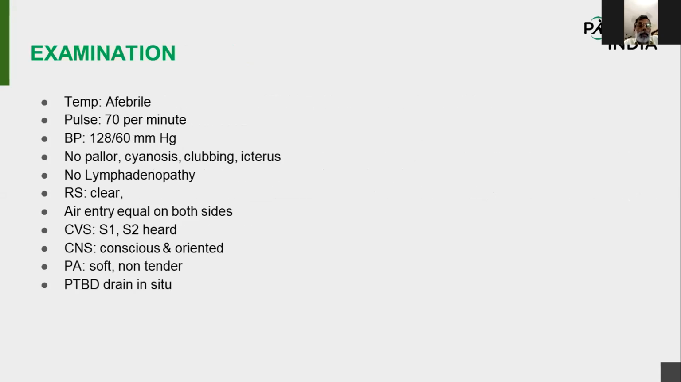On examination, she was afebrile, pulse was 70 per minute, blood pressure was 128/60, no pallor, cyanosis, clubbing, icterus, no lymphadenopathy. Respiratory system was clear, air entry was equal on both sides. Cardiovascular system normal, CNS conscious and oriented, per abdomen soft, non-tender, and the drain was in situ.